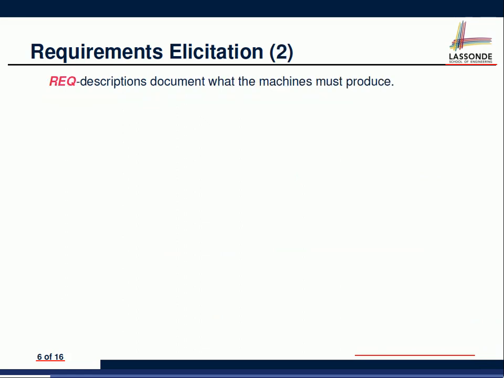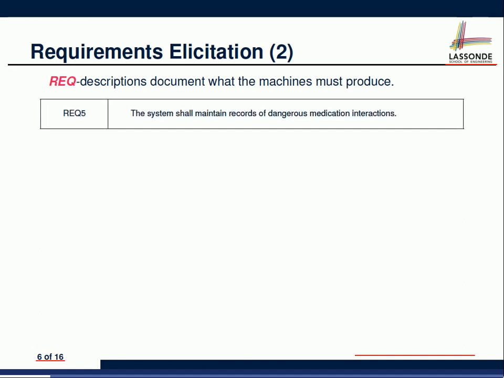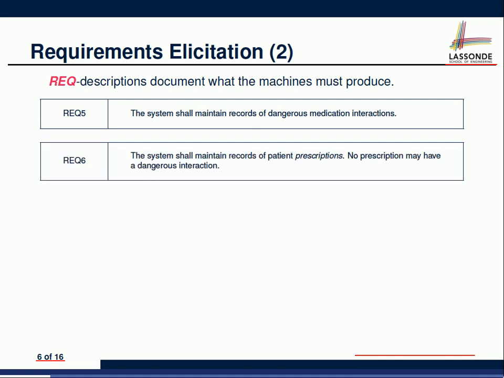Let's talk about functional constraints over here. Number 5, you can see the numbers continue from number 4 from the previous slide. The system shall maintain records of dangerous medication interactions so that every time you want to add a new prescription, you can make reference to it. Number 6, the system should maintain records of patient prescriptions and no prescription may have a dangerous interaction.